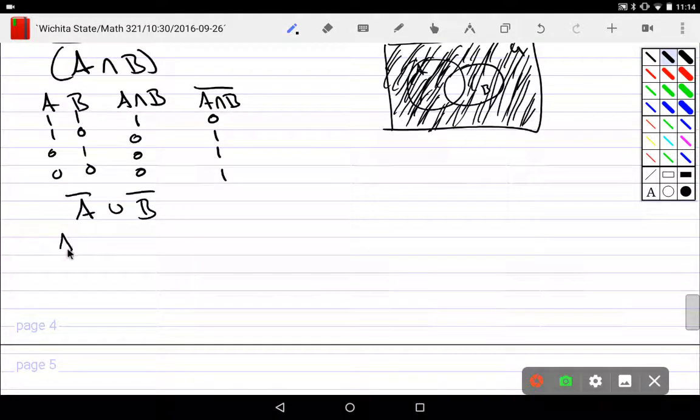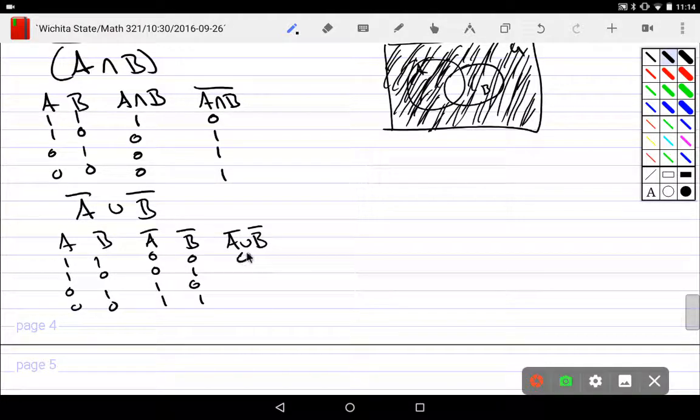So that would be A, B: in, out, out, in, out, in, out. A's complement: out, out, in. B's complement: out, in, out, in. A's complement and B's complement, unioned: out, out is out. Out, in, out, in. What does that look like? Same.